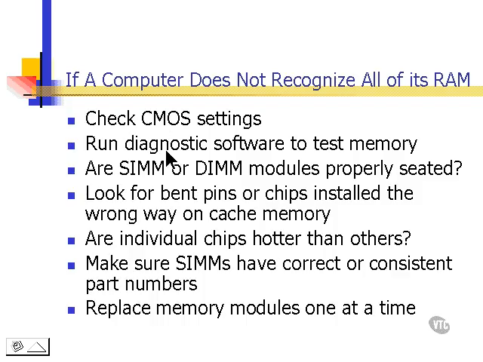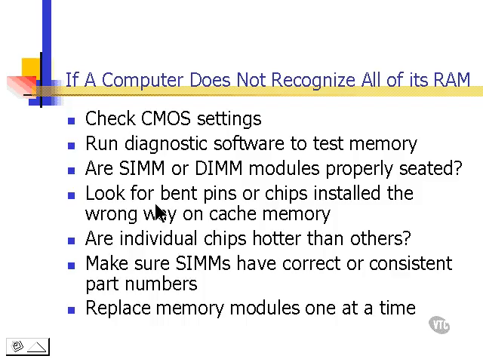We also might need to run diagnostic software to test the memory to make sure that the memory is recognized and that the memory is usable. We might want to check that the SIM and DIMM modules are all properly seated. If you decide to pull out a SIM module or a DIMM module, then we need to turn the computer off and disconnect the power before doing that. Also, make sure that you ground yourself to some other metal object so that there's no static electricity in you or your clothes before you do that.